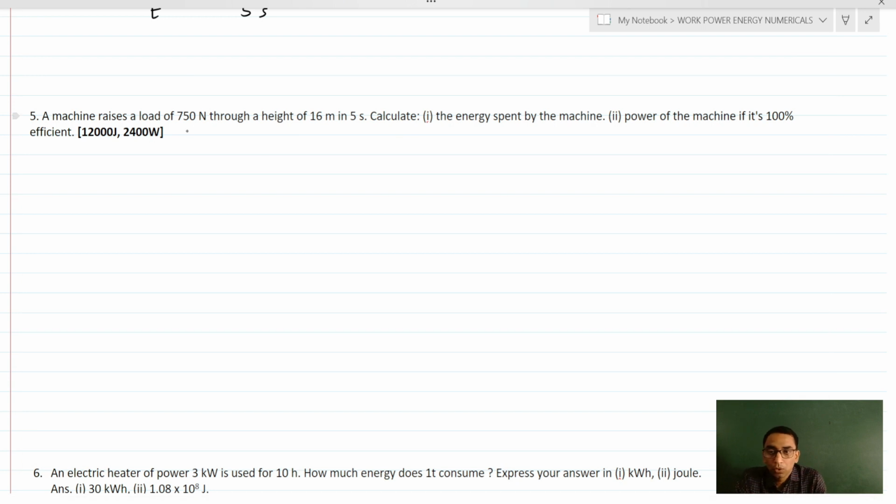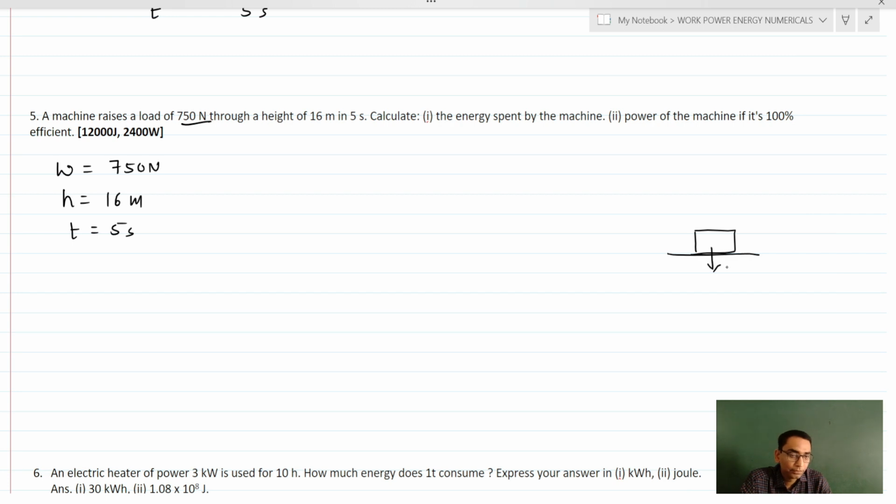A machine raises a load. The load, or the weight, is given to us as 750 newtons. The height above the ground is 16 meters. Again, the time is 5 seconds, right? I will be discussing this problem in a slightly different manner. Please understand that 750 newtons is the load, which is the weight in the downward direction. So if the machine wants to uplift this load, the machine has to apply 750 newtons. If it applies more than that, then the load is going to accelerate in the upward direction. We are not going to take up those parts. We want the load to be lifted in the upward direction with constant velocity.